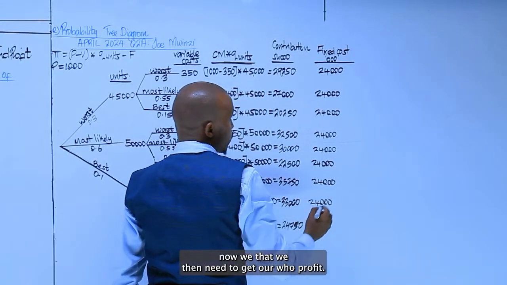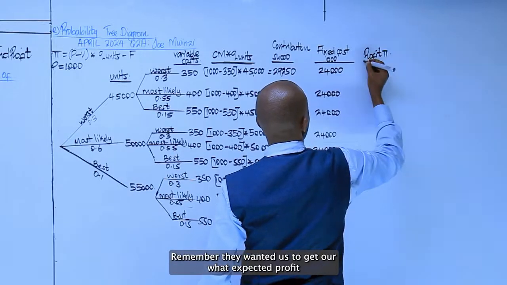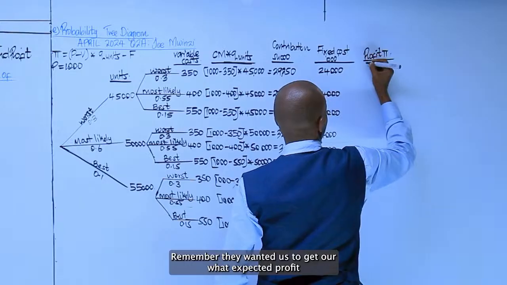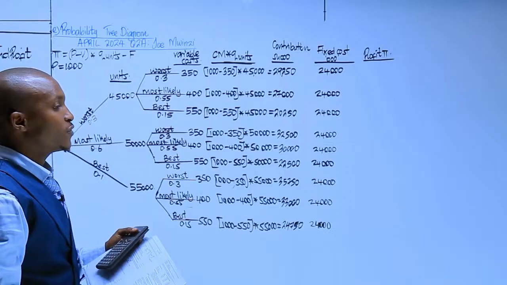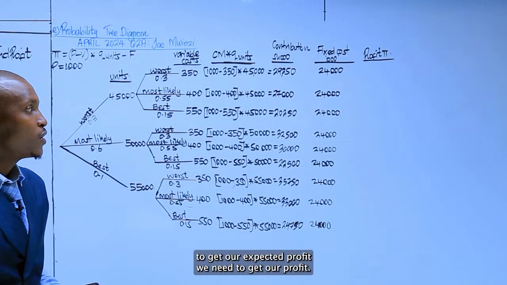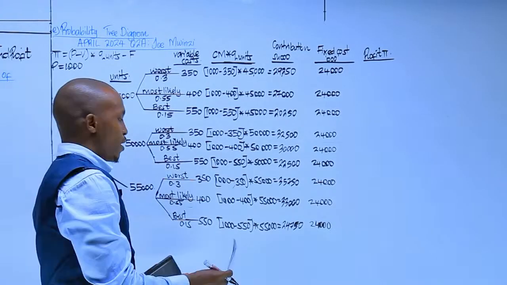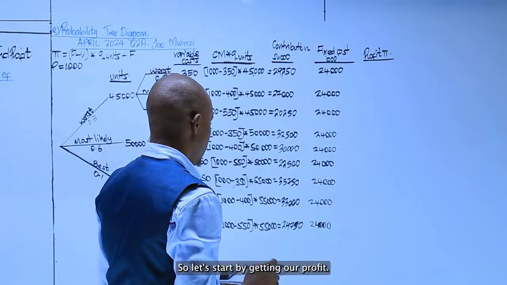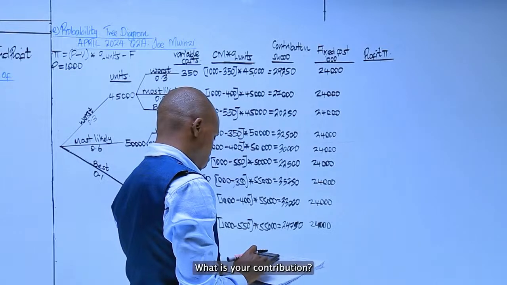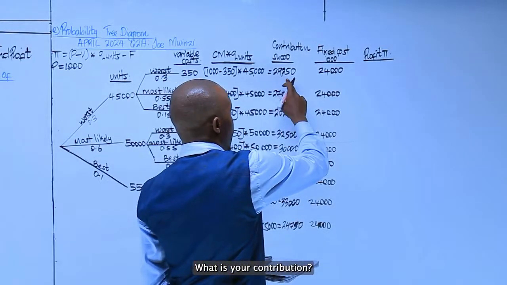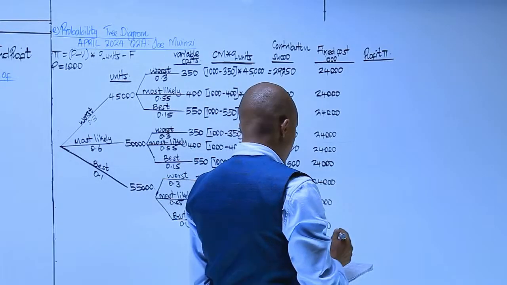Now with that, we then need to get our profit. Remember, they wanted us to get our expected profit. For us to get our expected profit, we need to get our profit and multiply by our probability. So let's start by getting our profit: 29,250, which is your contribution, minus your fixed cost of 24 million. This will be 5,250.